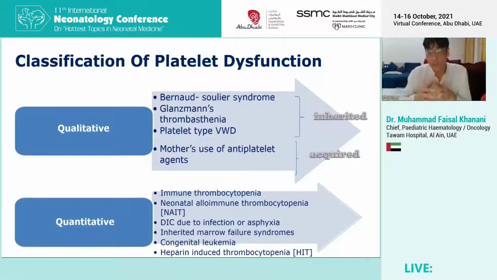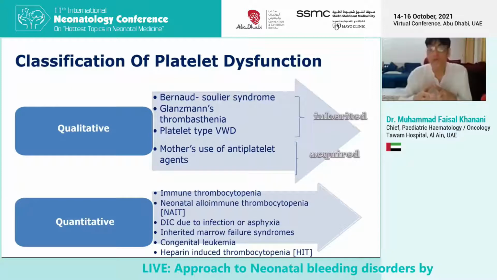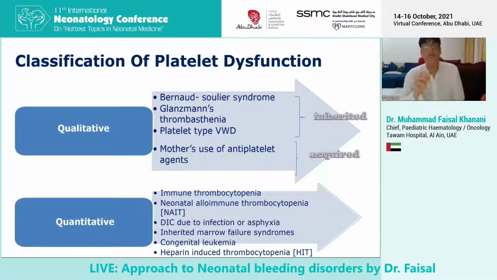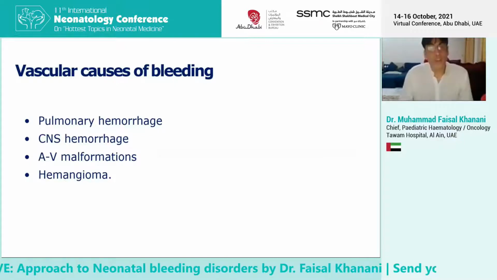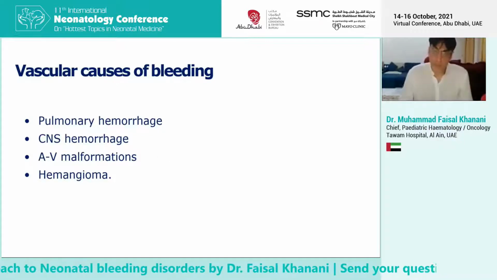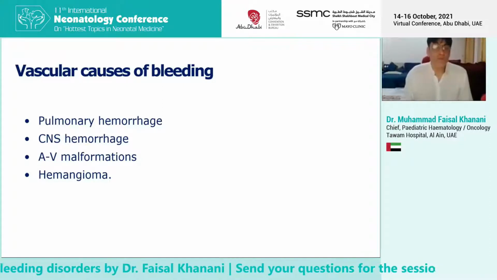The other common cause is birth asphyxia or infection, which can also lead to low platelets, and the other one is congenital infection. And if you are using heparin in the newborn for anything, it can also cause heparin-induced thrombocytopenia. We have to keep that in mind. Now, the other vascular causes are pulmonary hemorrhage, which you can see in newborns, or in premature infants CNS hemorrhage, AV malformations, or hemangioma.